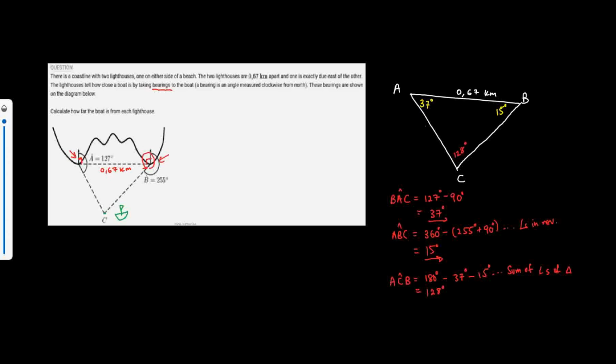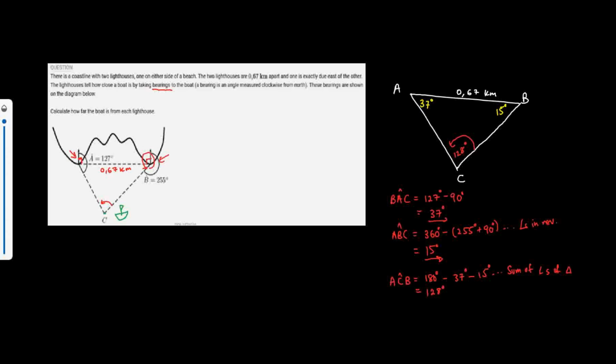Okay, so as you can see, this is actually an obtuse angle triangle, right? Of course, it's not drawn to scale, so it might look like a normal triangle, but it's not. So let's continue with the question. We are required to find, what are we required to find? We have to calculate how far the boat is from each lighthouse.